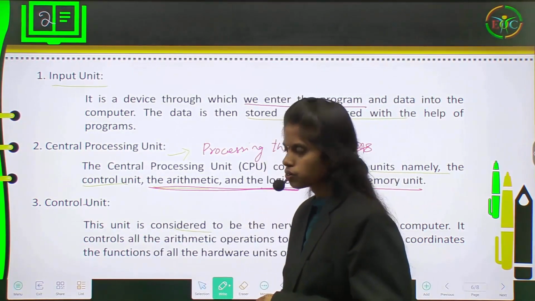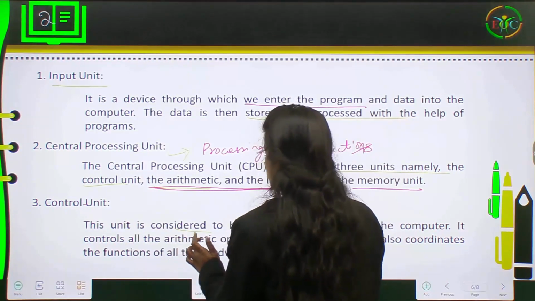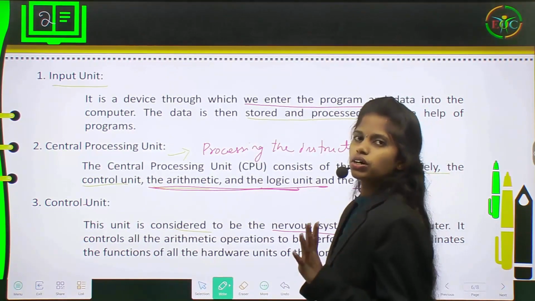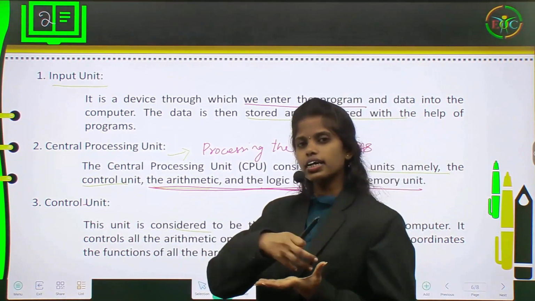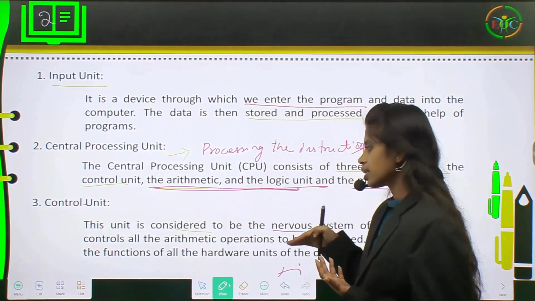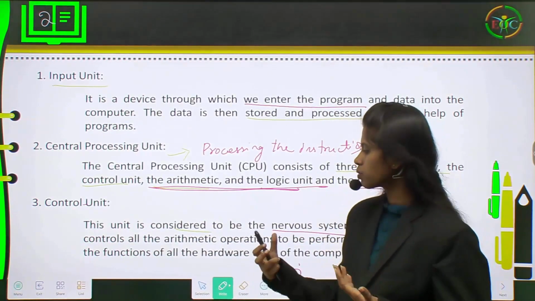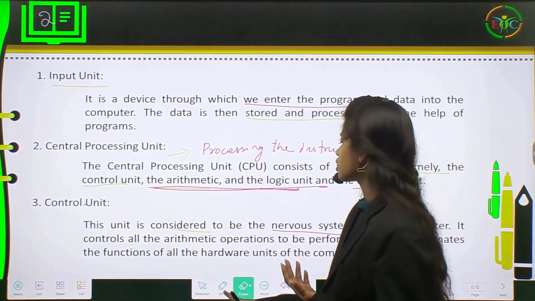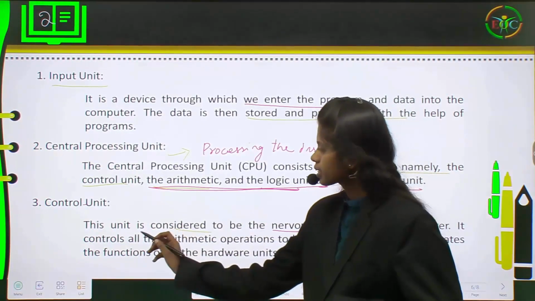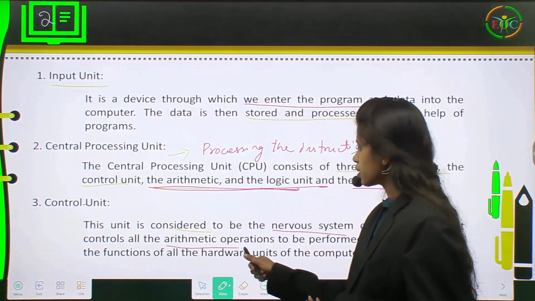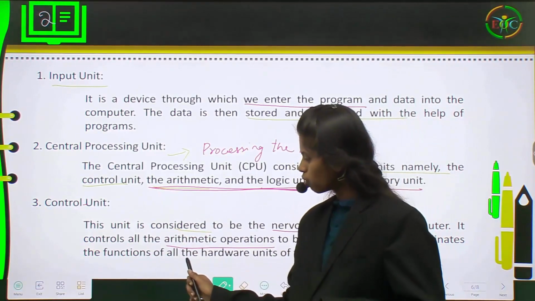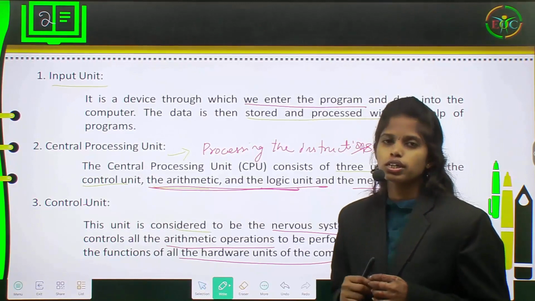Next comes your control unit. This unit is considered to be the nervous system of the computer. Humans have a nervous system which carries the signals between each part of the body, correct? In the same way, in the computer you have this control unit, which is used for controlling all the operations performed by the processor. It controls all the arithmetic operations to be performed. It also coordinates the functions of all the hardware units of the computer.